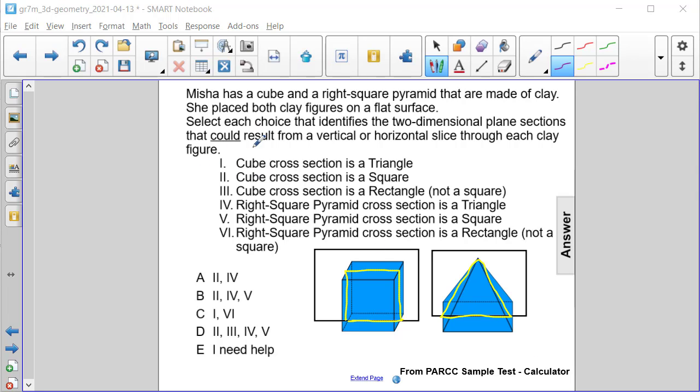So can any of these be named as true? Let's see. A cube cross-section is a triangle. Well, not yet. A cube cross-section is a square. Yes, that is definitely true with what we have drawn so far. A cube cross-section is a rectangle, not a square. Not sure yet. The right square pyramid cross-section is a triangle. Yes, that one is true. Right square pyramid cross-section is a square. Not sure. Right square pyramid cross-section is a rectangle, not a square. Okay, not sure about those yet. So far we have two, and those go with the vertical cross-sections that are drawn this way.